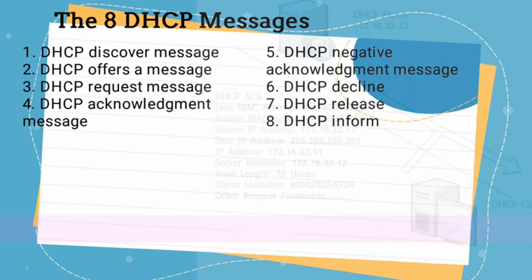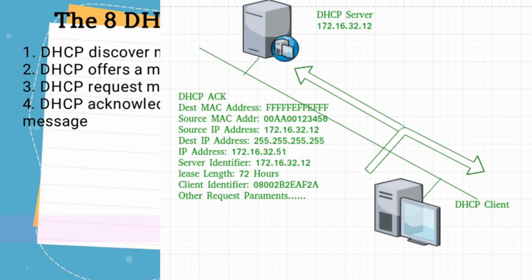4. DHCP acknowledgement message. In response to the request message received, the server will make an entry with a specified client ID and bind the IP address offered with the lease time. Now, the client will have the IP address provided by the server. The server will make an entry of the client host with the offered IP address and lease time. The IP address will not be provided by the server to any other host.